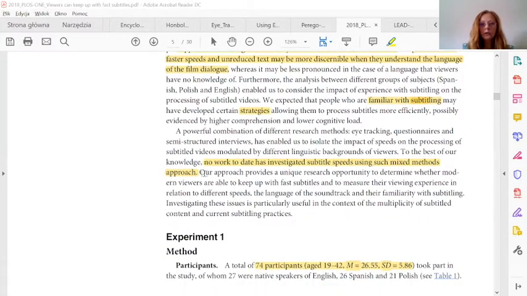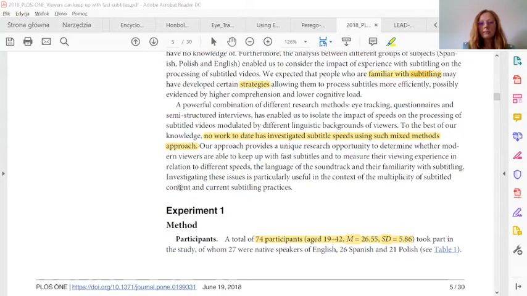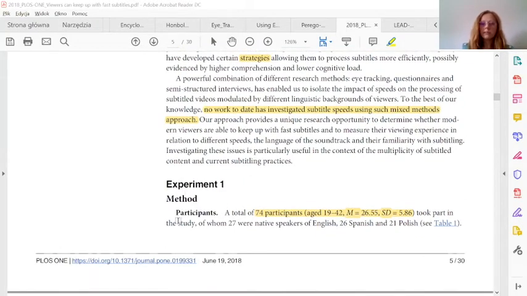And I highlighted one more thing, that no work to date has investigated subtitle speeds using such a mixed methods approach, right? So this is quite interesting, because we see that the study is very complicated, but it's complicated for some reason. Because these different variables have not been correlated before in any study. So they want to do that. And then what we have is the method for the first experiment and the second experiment.